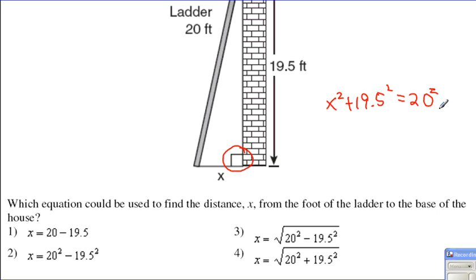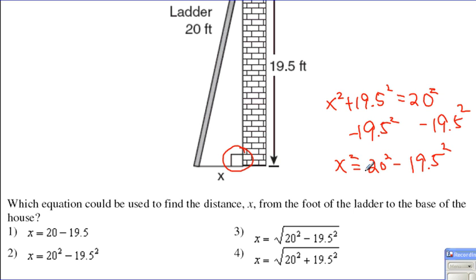Based upon the Pythagorean theorem, this is what we end up getting: x squared plus 19.5 squared, two sides a and b, is equal to 20 squared, which is the hypotenuse. But in order for you to find out what x is, we need to subtract 19.5 squared, whatever the value might have been. So x squared will be equal to 20 squared minus 19.5 squared. But in order to get rid of the square, we need to put them under a square root. Then our answer would have been choice 3.